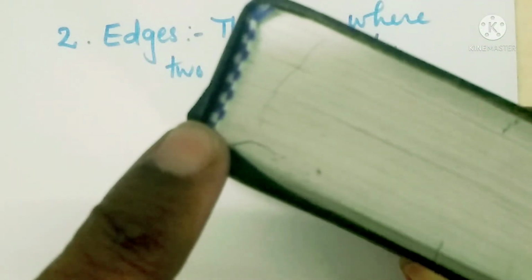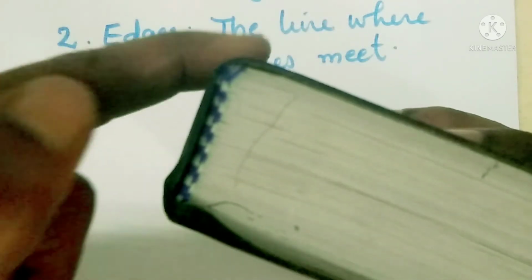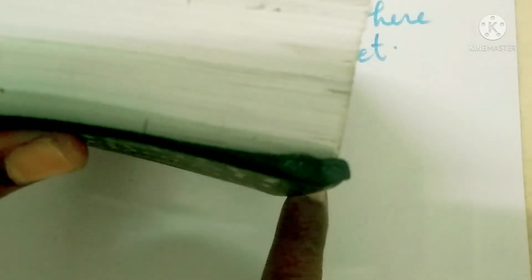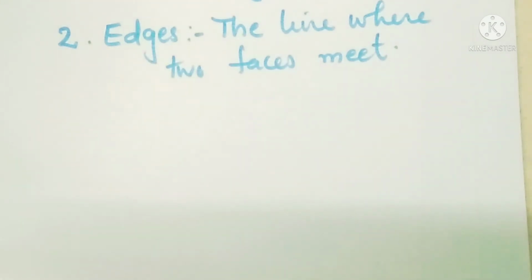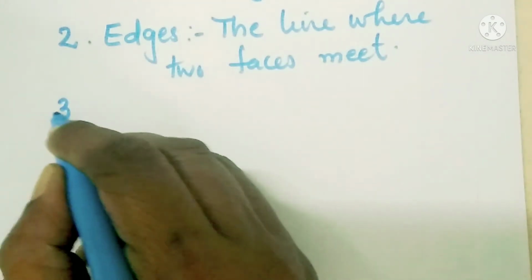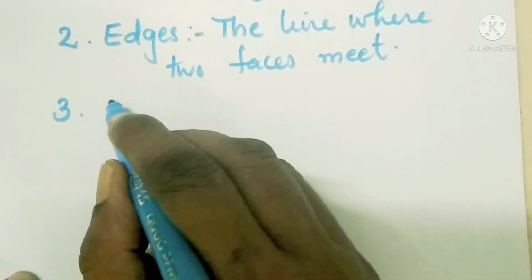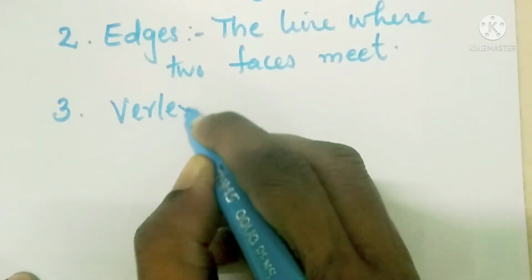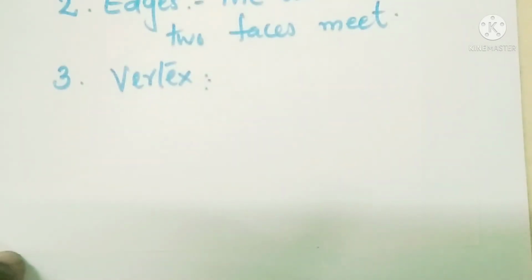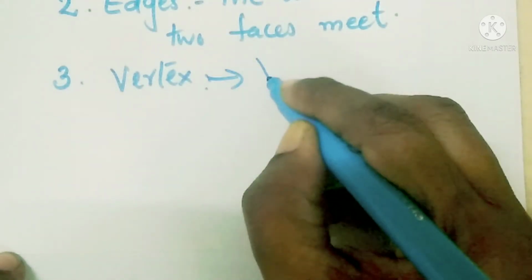All these edges meet at this corner. Similarly, here this one and the one from here, they meet here. If you look here, this edge and this edge, they meet here. Similarly, at this point 1, 2 and 3, these edges meet at a point, and these points, in common language we call corners, but in mathematics we call them vertex. What is it called? Vertex. So, the plural of vertex is vertices.